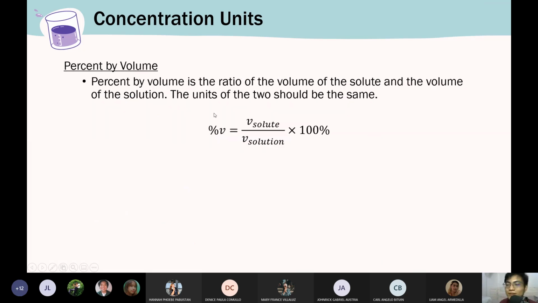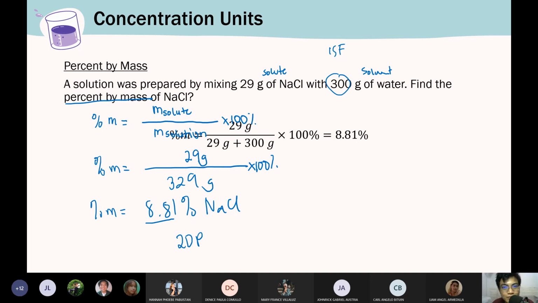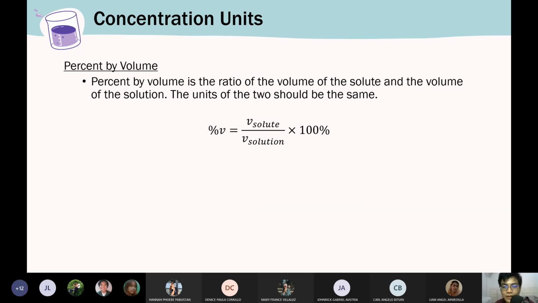8.81. Next one, percent by volume. Okay? So, let's talk about percent by volume. Basically, this is the ratio of the volume of solute and the solution. If it was mass earlier, now it's volume. By the way, I forgot, the units must be the same, whether that's mass or volume. Because if you are dividing kilograms by grams, the factor is big, 1,000, right? So we need the same unit. If that is grams, it should be all grams. Same with percent by volume. Solute over solution.